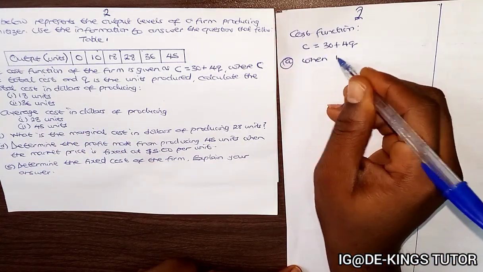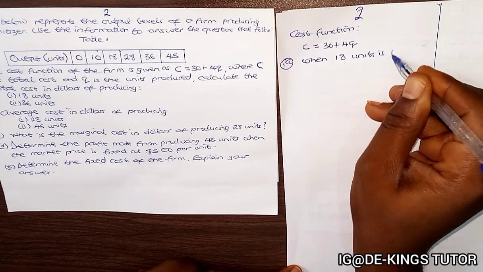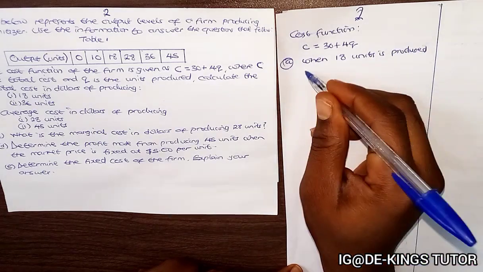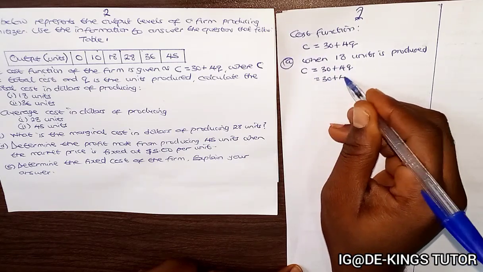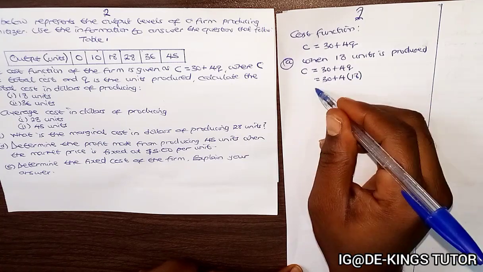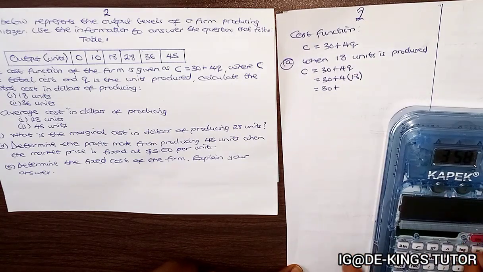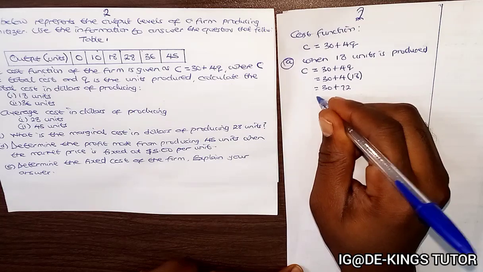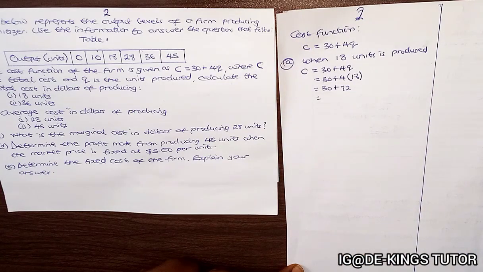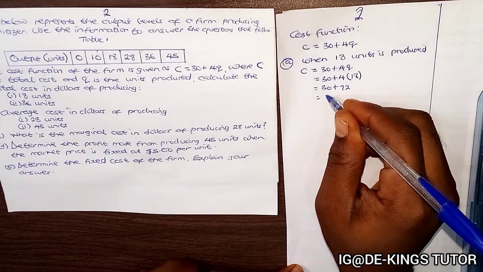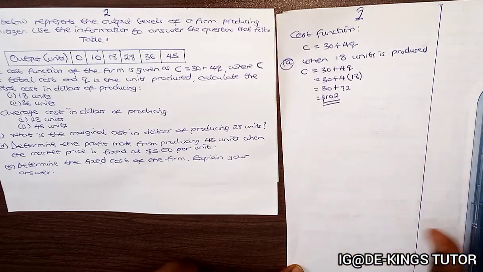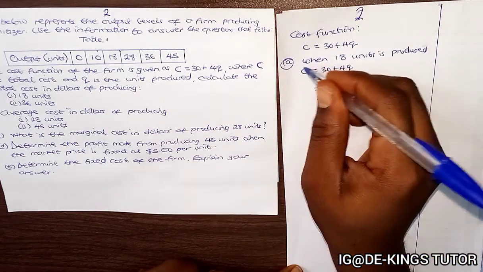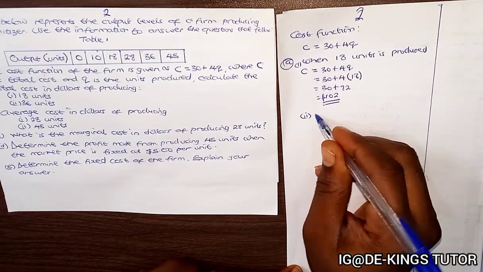So when 18 units is produced, we're going to substitute into C equals 30 plus 4Q. 30 plus 4. Our Q here is what? 18. So I have 30 plus 4 times 18, which is 72. So 72 plus 30 is 102. $102. Okay, that is A1.